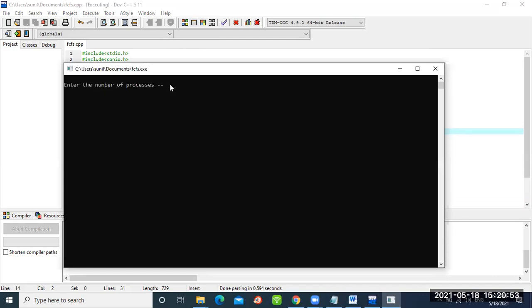So how many processes are there? 3 processes. Just anyone read me the process and burst time. There is also something called AT, arrival time. How many processes are there? P0, P1 and P2. What is the arrival time? It is 0, 1 and 2. And what are the burst times? Can anyone tell me? 5, 1 and 2.